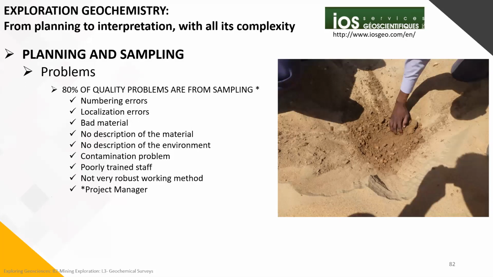The main problems within sampling for either quality or errors are due to sampling. These errors are mainly due to the project manager, and the main errors that can come out are the numbering errors, the localization errors, and bad material, that means we're not taking the good material from the field. We don't have the right description of the material. We don't have the description of the environment where it was sampled. We have induced some contamination problems. We are using poorly trained staff, and we're not very robust with our working method.